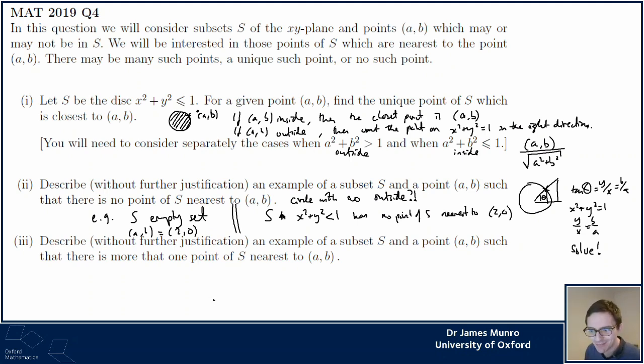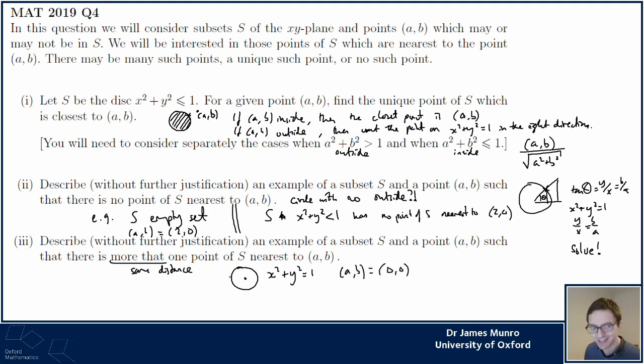Okay, part three wants us to come up with an example of a subset S and a point AB, such that there's more than one point of S nearest to AB. I was still thinking about circles here, so I thought about taking the outside of the circle, because that's full of points that are the same distance. To me, more than one point said same distance. When I hear same distance, and I'm thinking about circles already, I'm thinking about the outside of a circle.